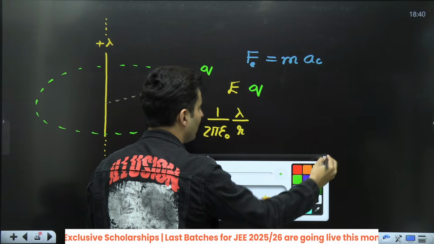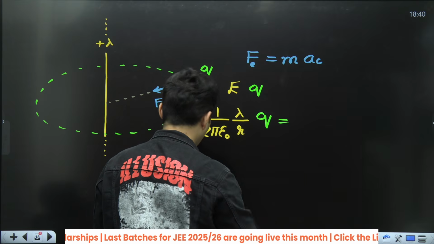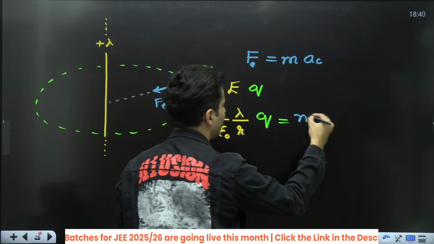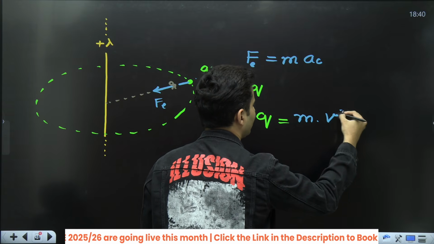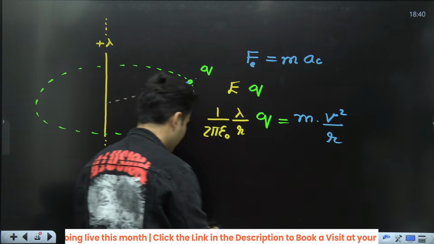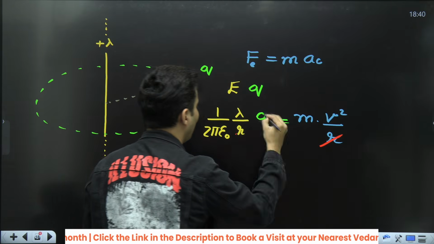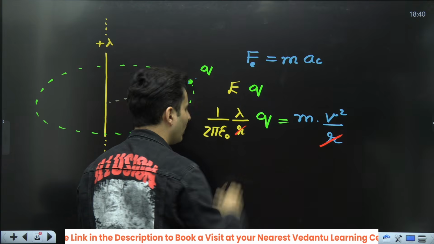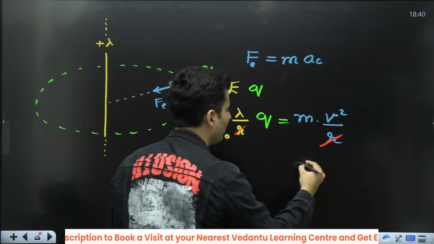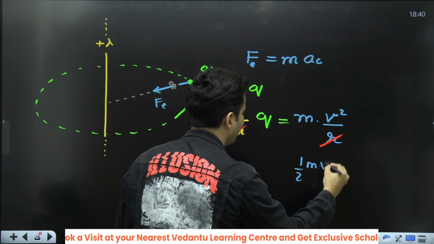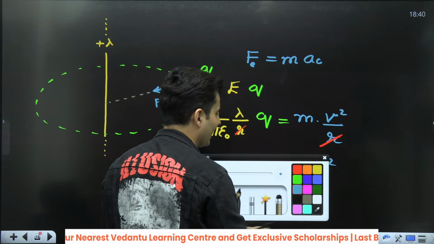The q value comes over here as it is equal to mass. Mass of that charge is m. Centripetal acceleration is velocity square divided by r. The best part is the value of r only gets cancelled. You can see we got mv square. So how about multiplying it by half? So half mv square is the kinetic energy, right?